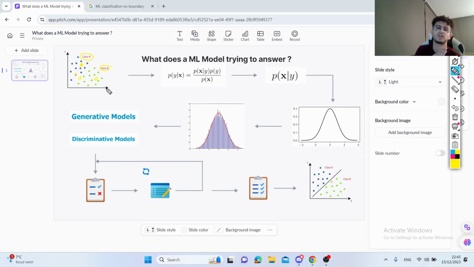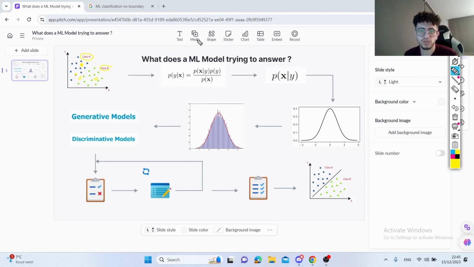Classification is the simplest model that machine learning has. We have different models, but classification is the simplest, and we'll build upon this because, for example, neural networks also use classification in some way.